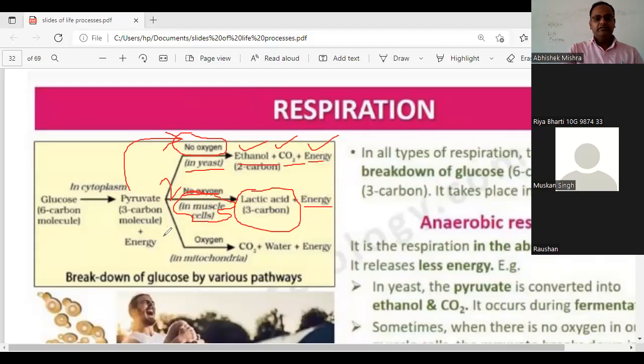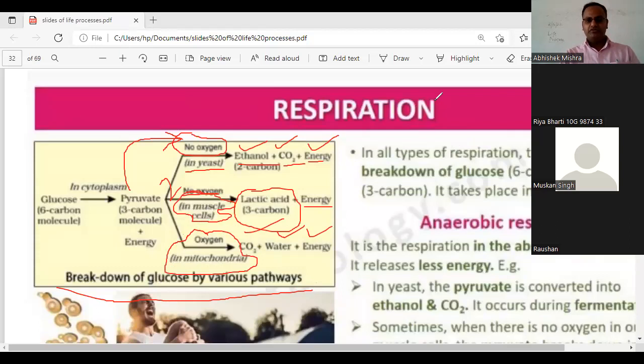And finally, the most important one is called aerobic respiration, which occurs in presence of oxygen. In this, we get carbon dioxide, water, and energy. So this is the breakdown of glucose by the various pathways.